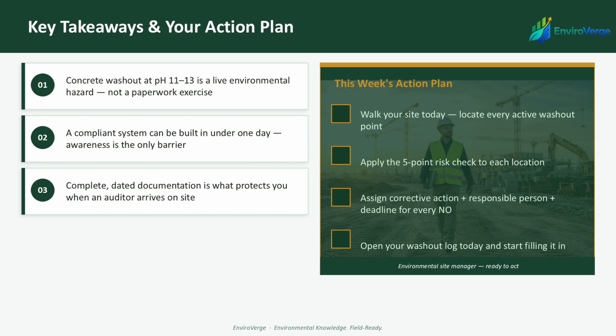Your action plan for this week. Walk your site today. Physically locate every point where concrete washout is currently happening, authorized or not. Apply the 5-point compliance check to each location. For every no, assign a corrective action, a responsible person, and a deadline today. Then open your washout log. If it does not exist, start it today. If it has gaps, bring it current with what is known and implement a daily review from this point forward. Do those 3 things this week.